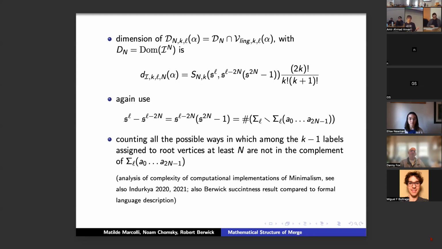There are other ways of analyzing computationally the implementation of minimalism. Bob and students have done some work on that, and it confirms, in a somewhat analogous way, that because you force merge to take feature checking into account at the same time as the generative process, it increases the computational complexity.